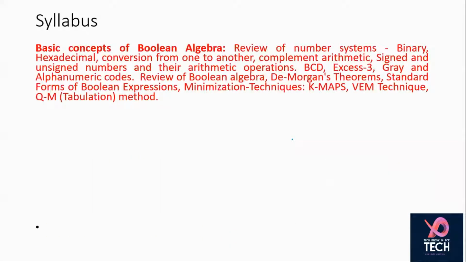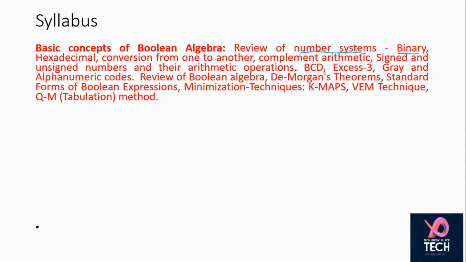Now coming towards the syllabus of this particular subject. So in the first unit, we are going to discuss the basic concepts of Boolean algebra, and in that there are so many things to be discussed. First of all, we will be discussing number systems. When we talk about digital electronics, the number system is very important, and in number systems we will be primarily discussing binary, hexadecimal, complement arithmetic, signed and unsigned numbers, and arithmetic operations.